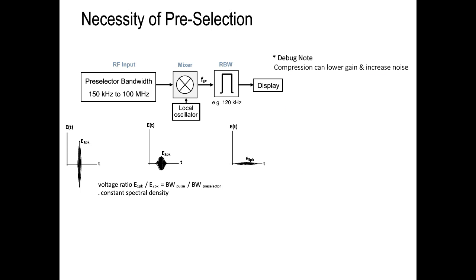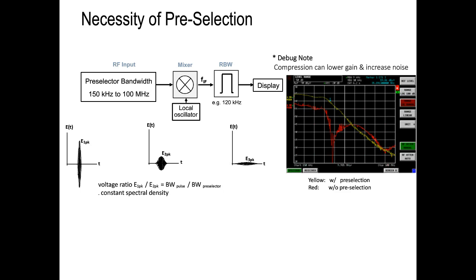So here is a plot of the same input signal with pre-selection and without pre-selection. The red is without pre-selection and the yellow is with pre-selection. So again, if you are overloading, do you get a higher result or a lower result? And the answer is it depends on frequency.